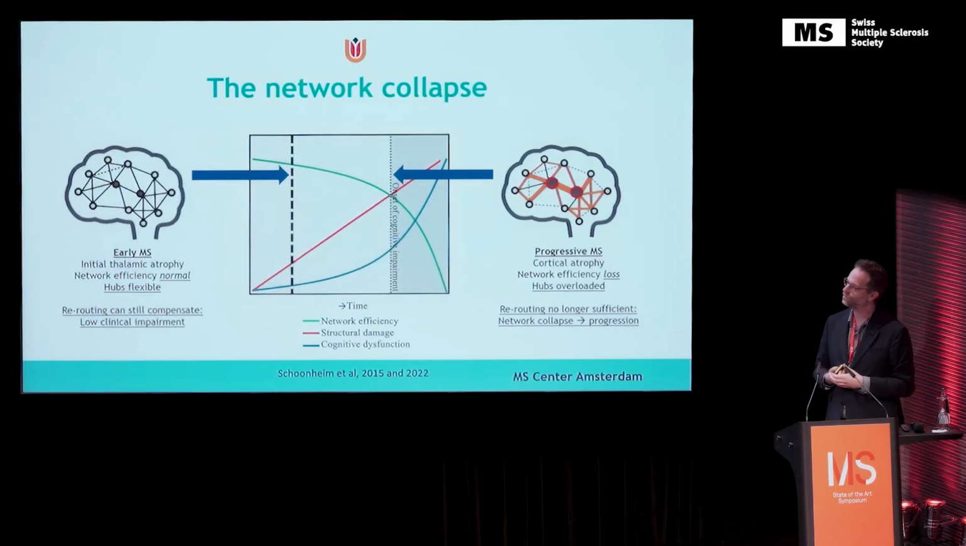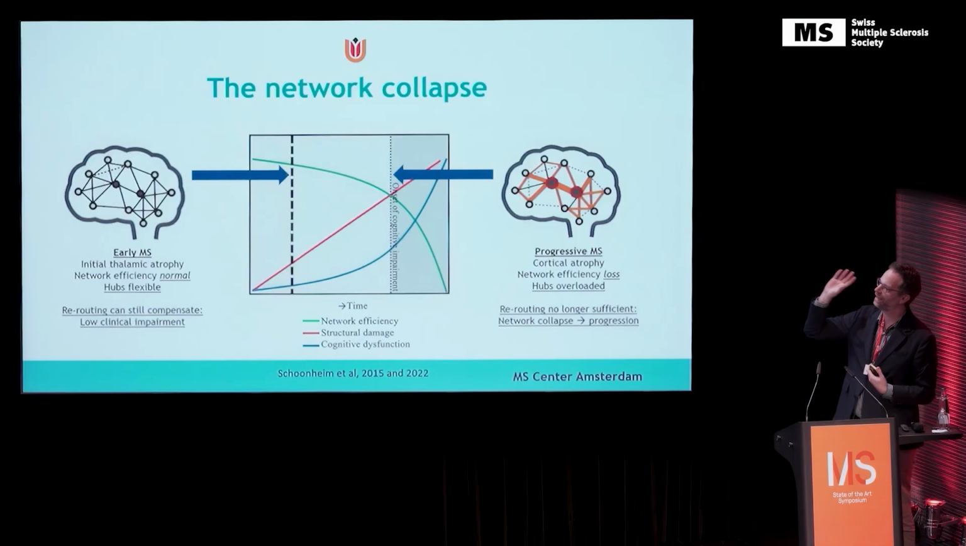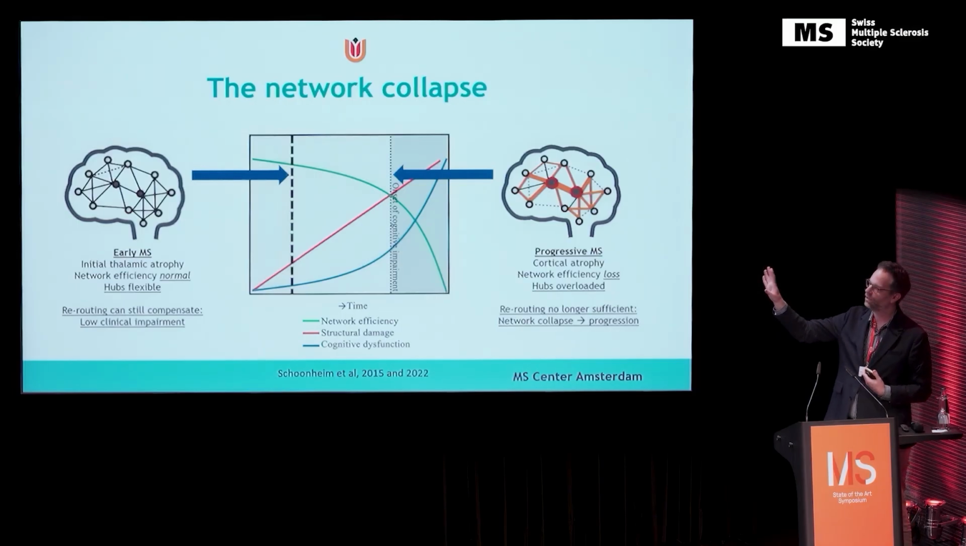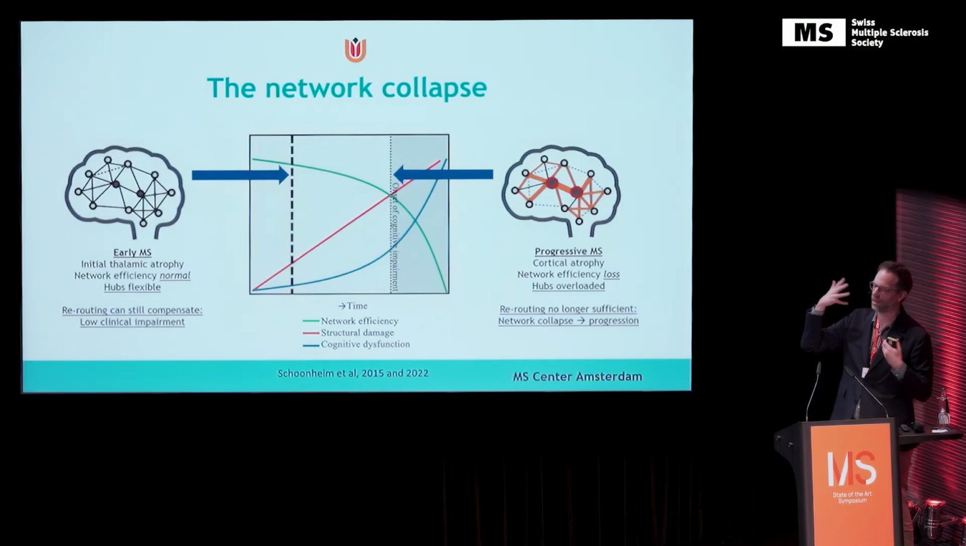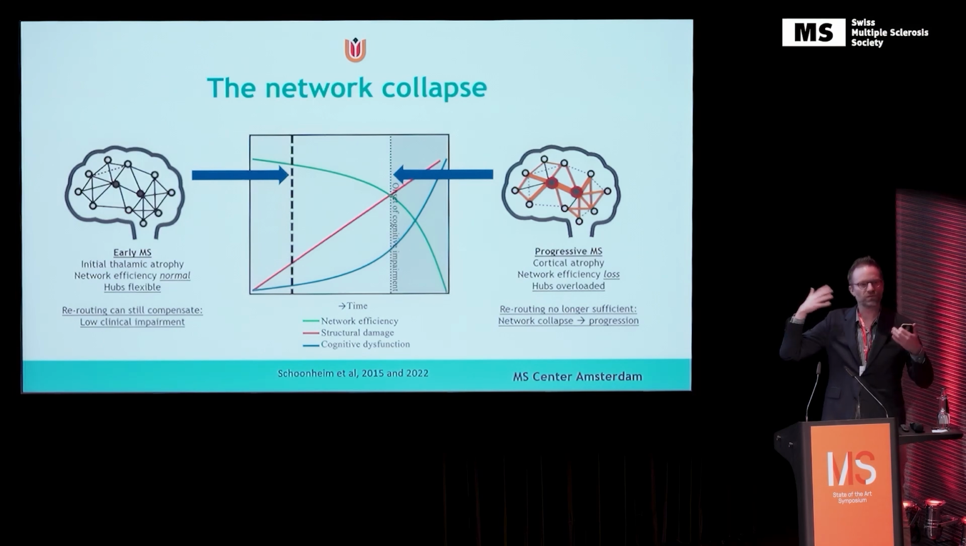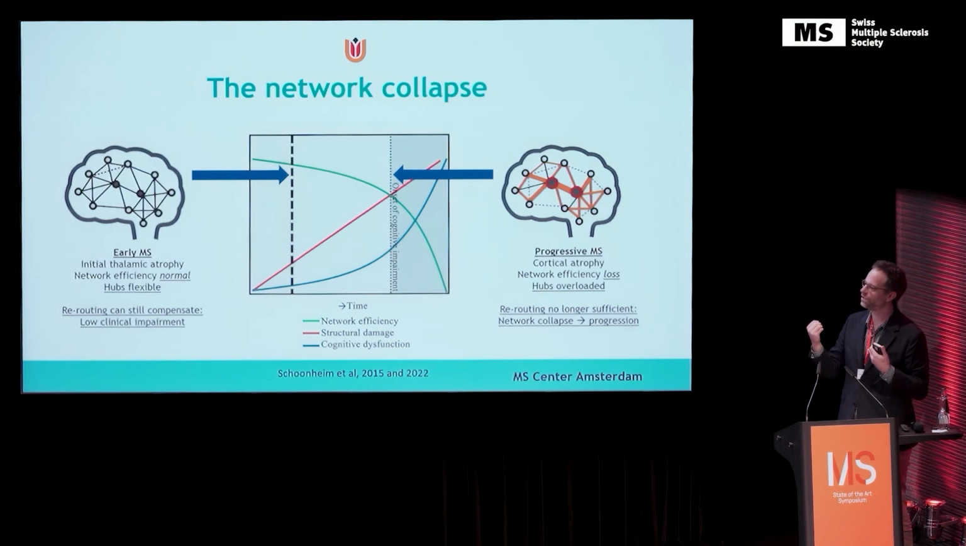Taking together all of this, we think the cognitive progression in MS and cognitive PIRA is driven by a network collapse phenomenon. In early stages, we have lesions forming, which has an impact on thalamic atrophy, which will be at some point felt by people with MS in their cognitive speed, because the green line of network efficiency is slowly going down. As this happens, patients can still reroute information. There's a lot of compensation still going on, and clinical impairment is relatively low.